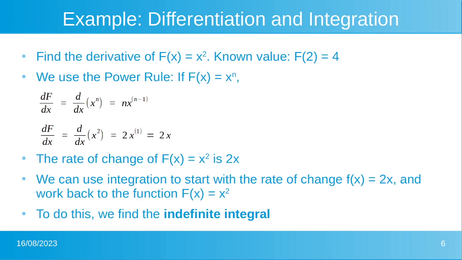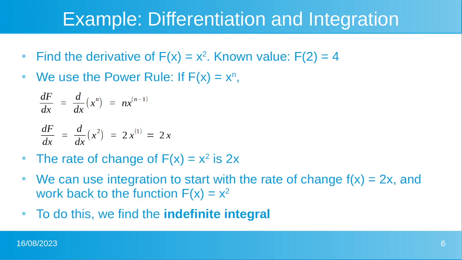So knowing that capital F of x is equal to x squared, the derivative of x squared with respect to x, by the power rule, is equal to 2x. So the instantaneous rate of change of capital F of x, where capital F of x is equal to x squared, is equal to 2x. That was starting with a function and then differentiating it to get its instantaneous rate of change.